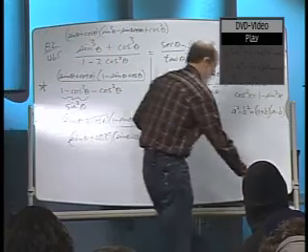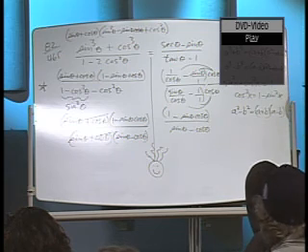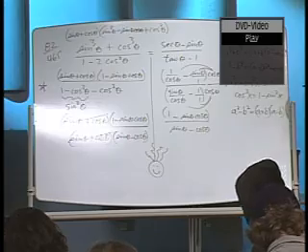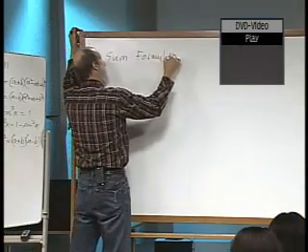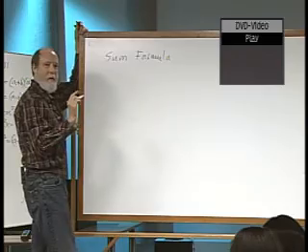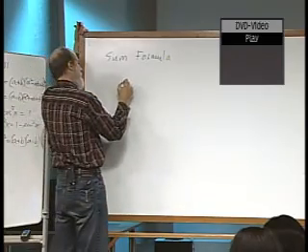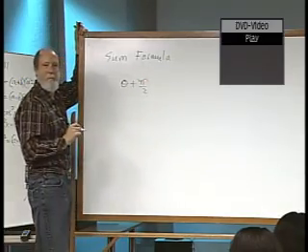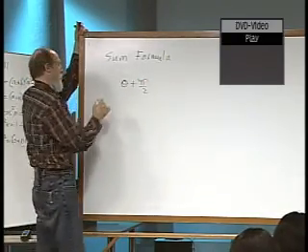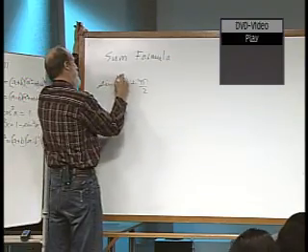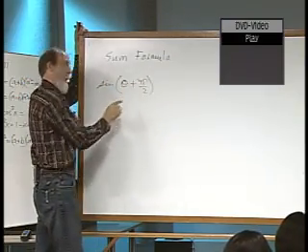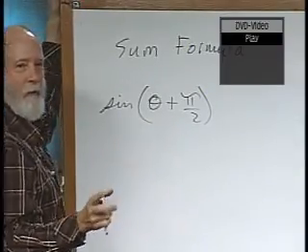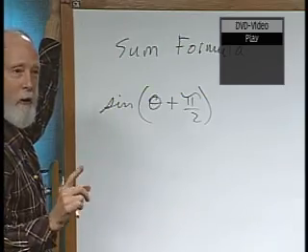I think I'll go over on this other board to do that. Here's what's going on when we speak of something called a sum formula. What if I add something to an angle theta? Let's say I add pi over 2 to theta, and I want to figure out the sine of that new angle, theta plus pi over 2. Now what I want to show you is a real handy thing. I've never seen it in textbooks, but it's very useful.